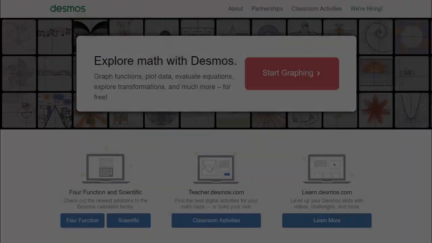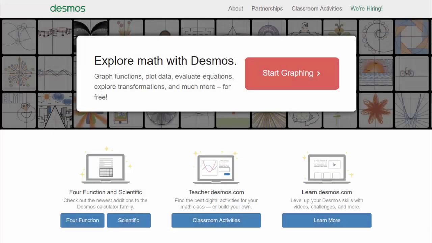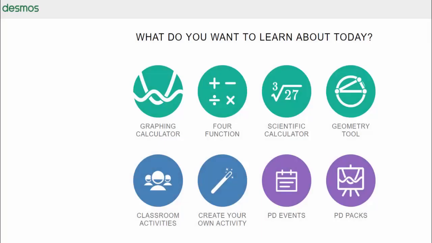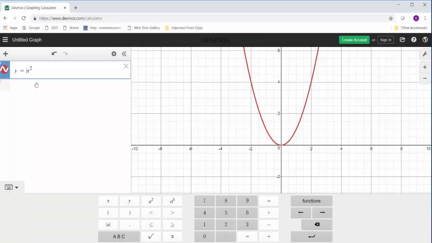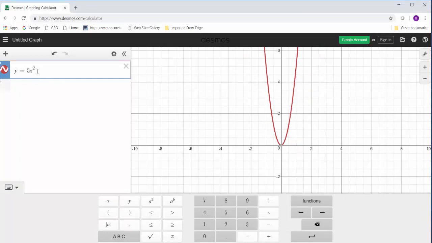Desmos is a free resource which includes an online graphing calculator, hundreds of digital student activities, and an activity builder to help teachers make the best activities for their students. In the following clips, students are using the Desmos Graphing Calculator app to help determine how changing specific values of the parent function affect the graph of the function.